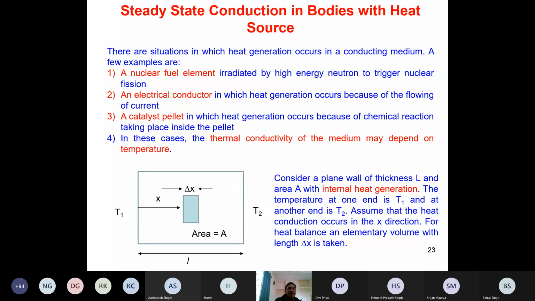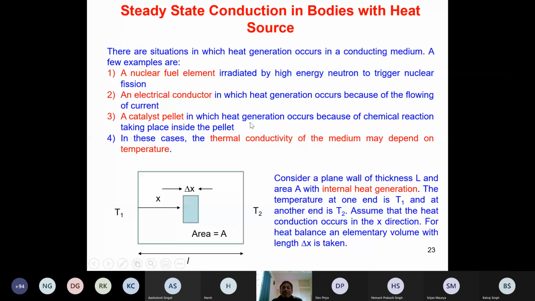Okay, clear? The third example could be a catalyst pellet. A spherical catalyst pellet is there, and there is heat generation taking place inside the catalyst pellet because of the chemical reaction taking place inside. So these are the common examples seen in a process industry where heat generation is also taking place.